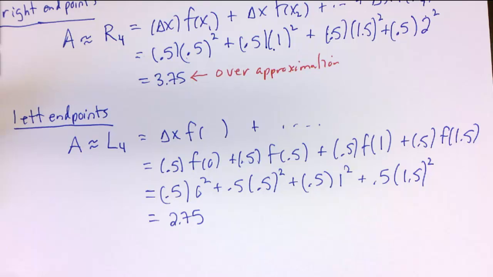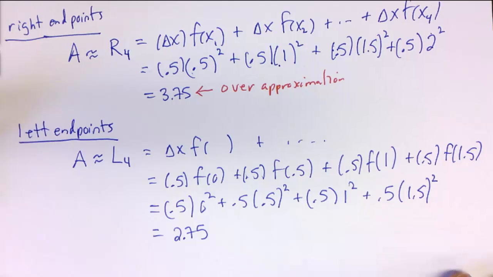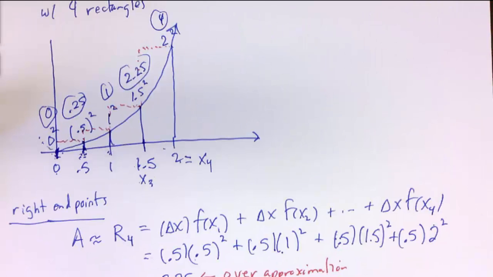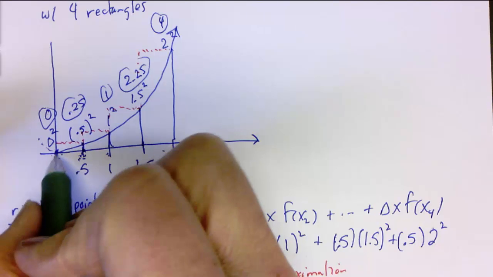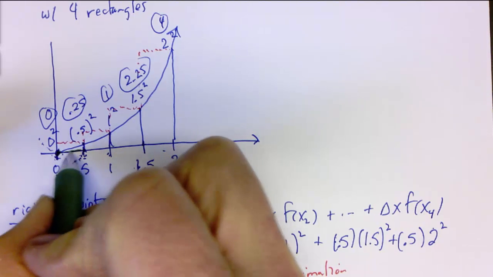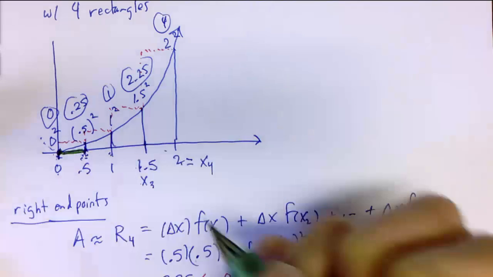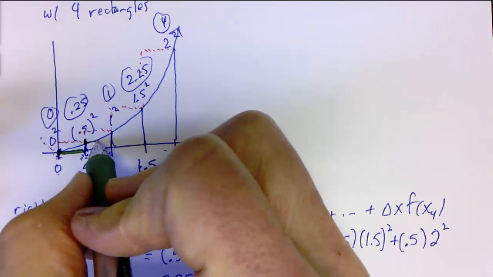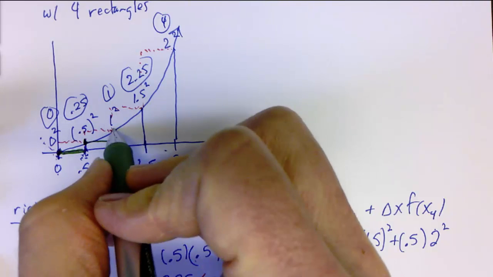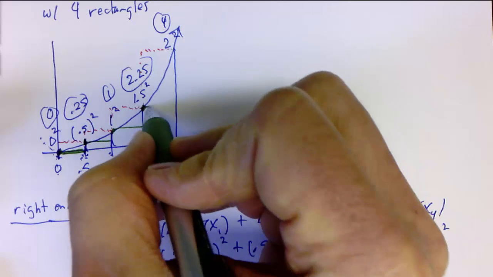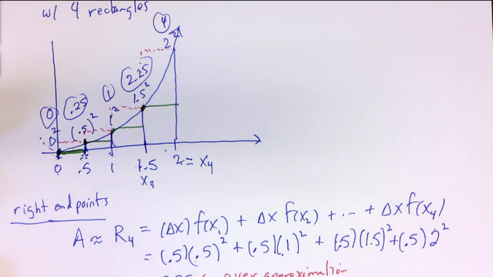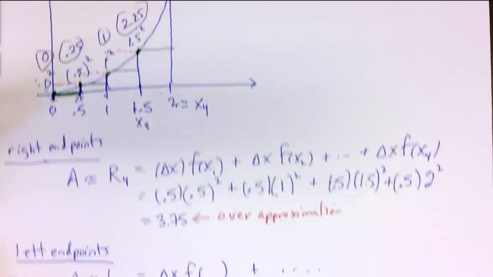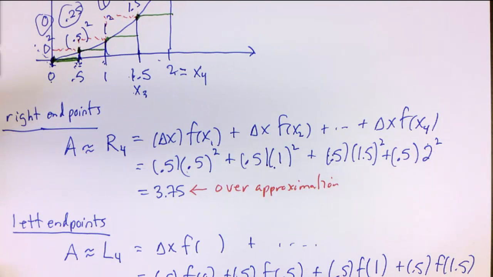Now this one is an under approximation. Let's look at our picture. If we use the left endpoint, this is our height, and our rectangle now is complete. It collapses for this first subinterval because it has 0 height. Left endpoint here, find the rectangle, find the rectangle. So because our function is an increasing function, each of our rectangles falls under the curve. So now this is an under approximation.